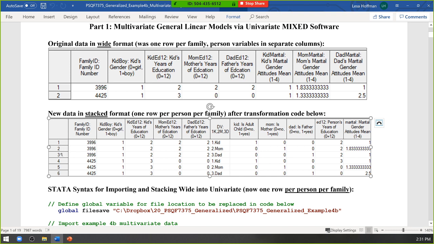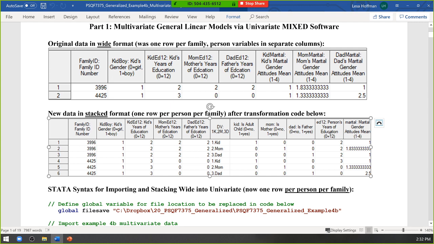We have 3 rows per family. All of the original predictors have been continued, so pasted down across the values. I have a new categorical index for which DV is which, and I applied labels to that, so kid, mom, or dad. I have my 3 dummy codes as to which DV is which, whether it's the kid, the mom, or the dad. And then I have marital attitudes.